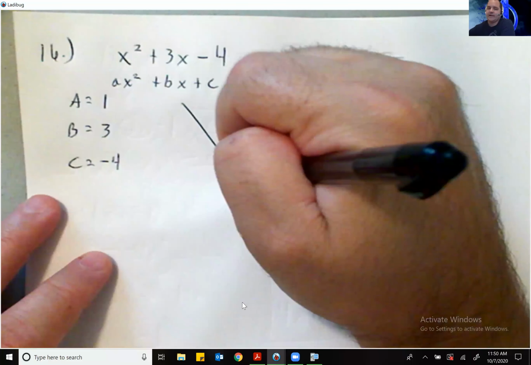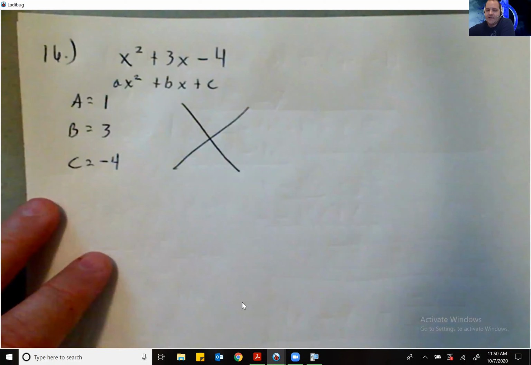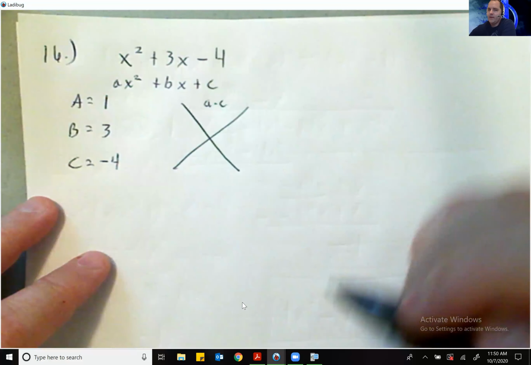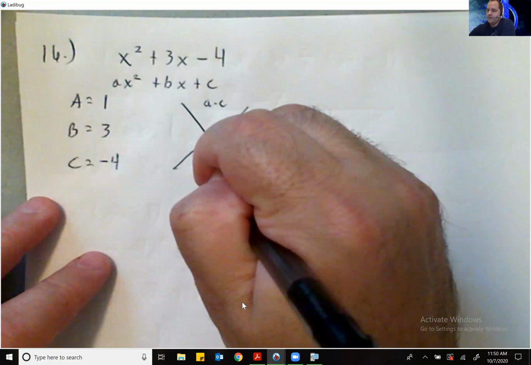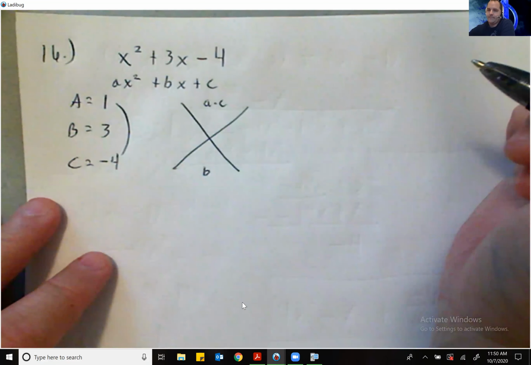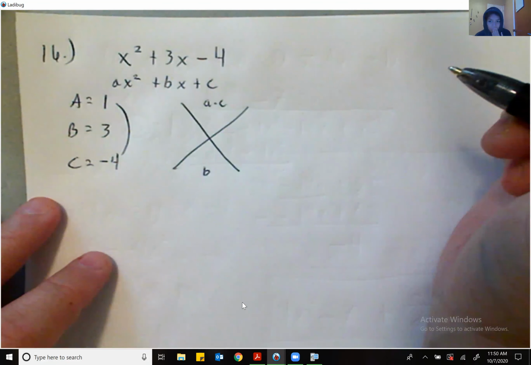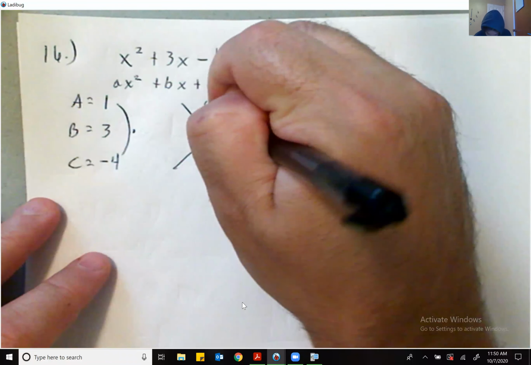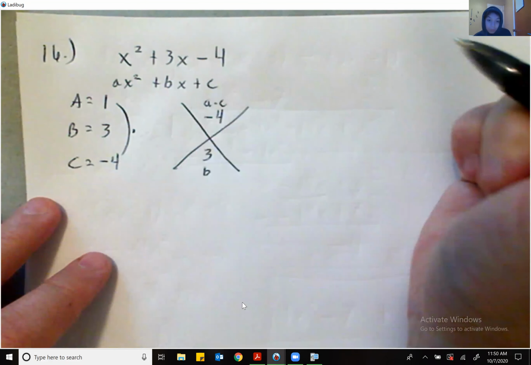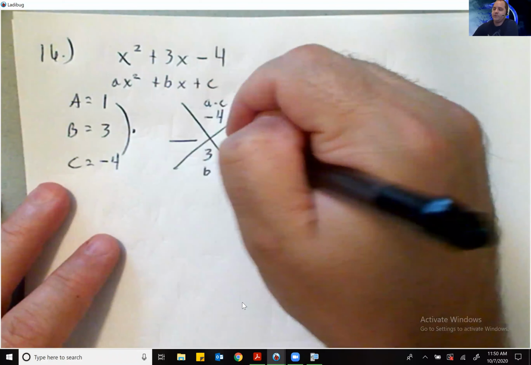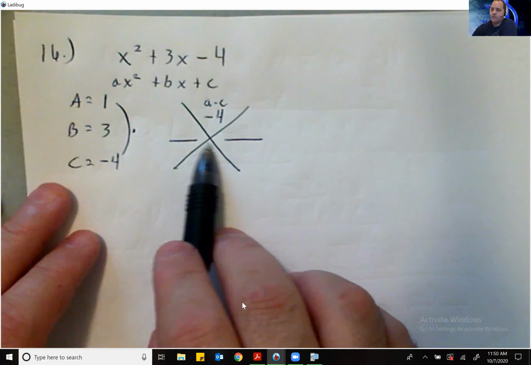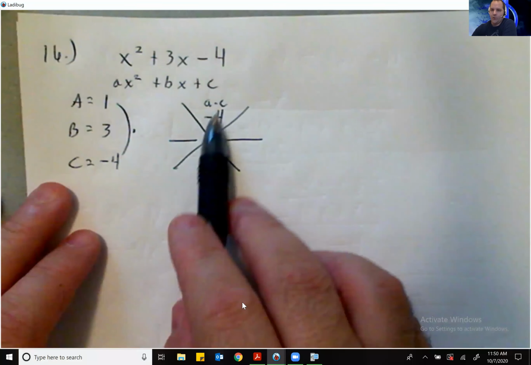Okay. So the next step is you're going to play the X games. On top goes A times C, and then the bottom goes your B. So we're going to take A times C. What's 1 times negative 4? Negative 4. So my top number is negative 4. What number was my B? 3. So the game is you need to find 2 numbers that add to 3 and multiply to negative 4.